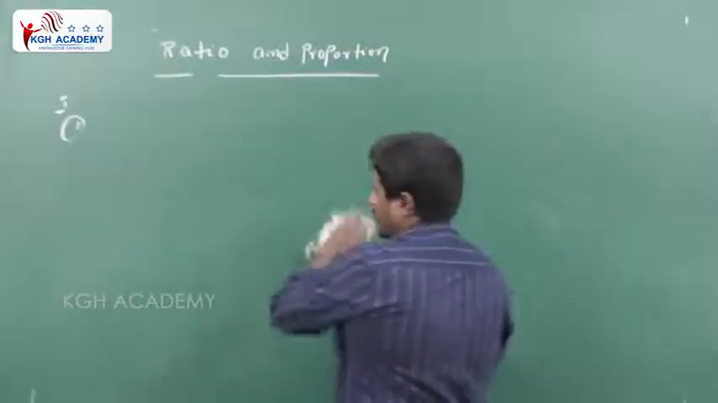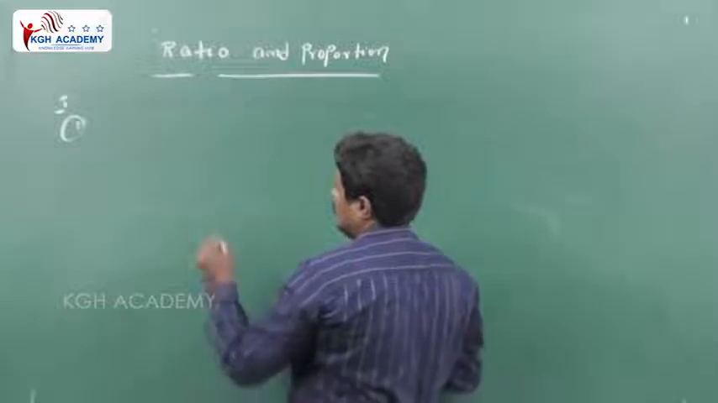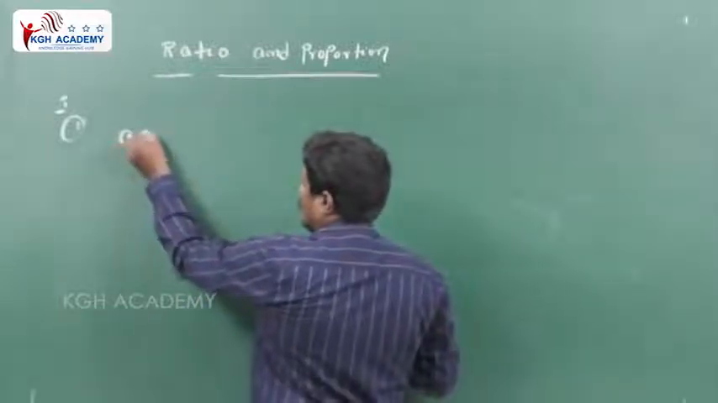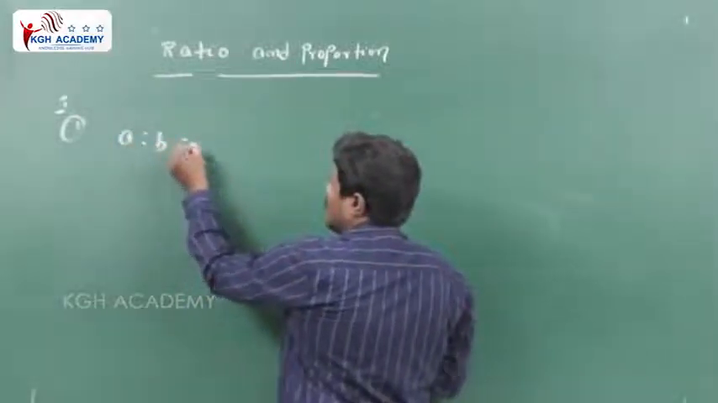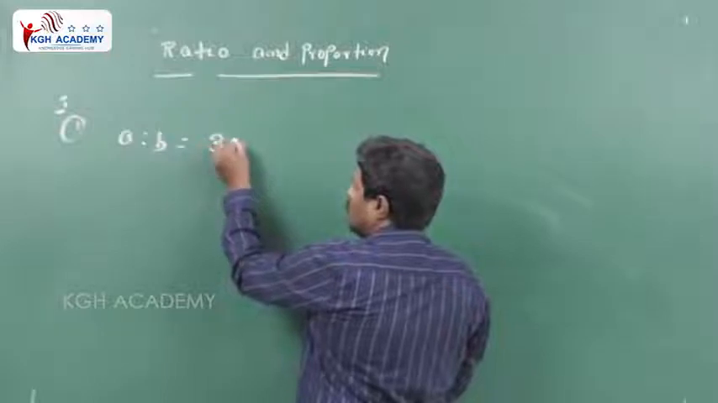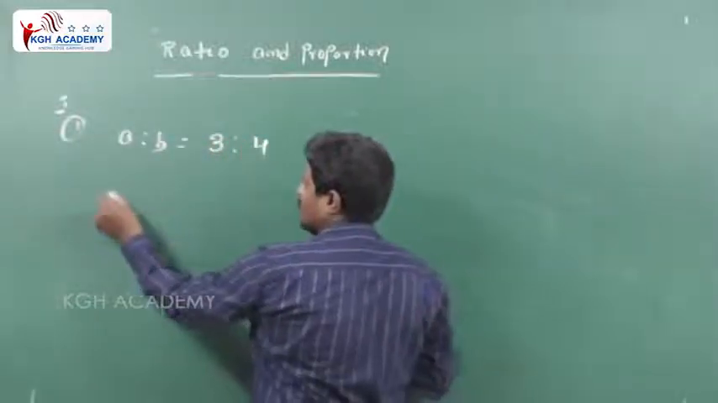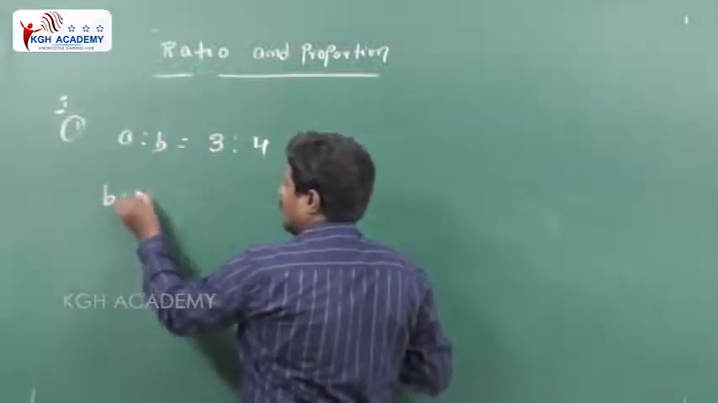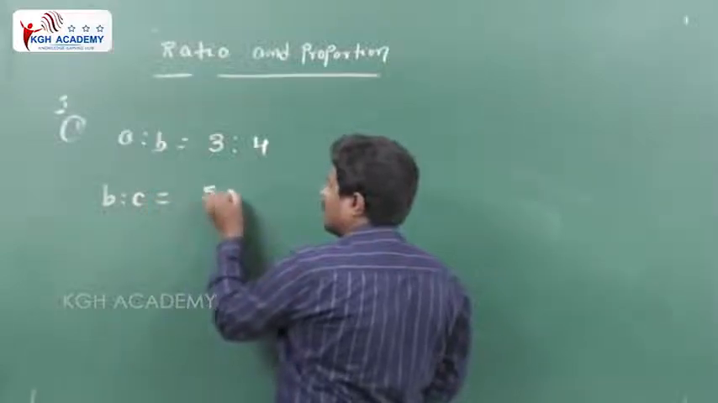Okay, right. After that, one more example. Let us suppose A is to B equals 3 is to 4. After that, B is to C equals 5 is to 7.